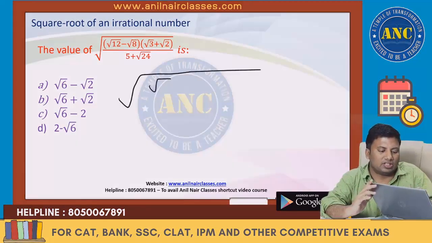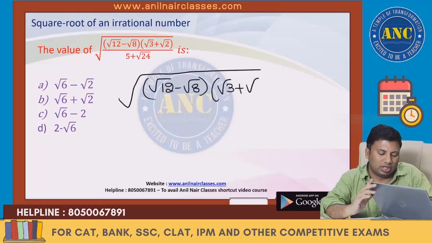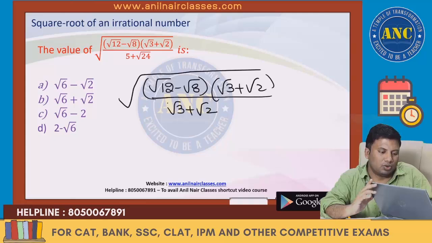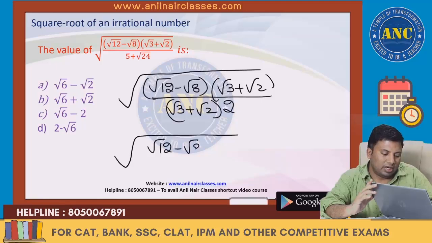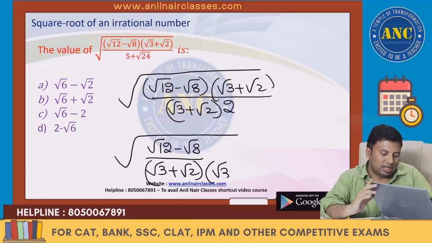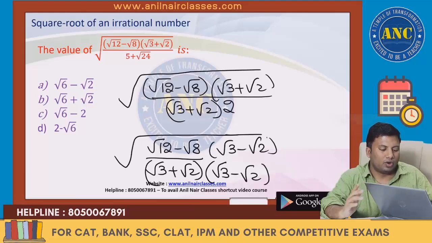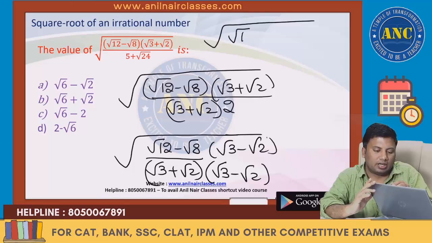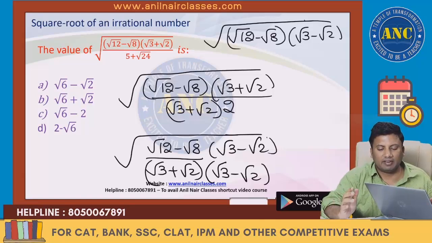If the square root is present, root 12 minus root 8 into root 3 plus root 2, this is root 3 plus root 2 whole square. It is nothing but root 12 minus root 8 by root 3 plus root 2. Do the rationalization, root 3 minus root 2. It could be any question. I hope it is clear. So answer is nothing but root 12 minus root 8 into root 3 minus root 2. Whatever the answer that you get, that itself is the answer.